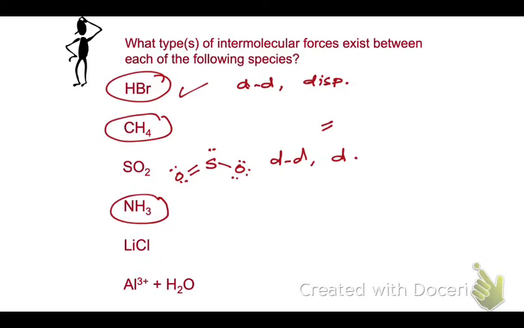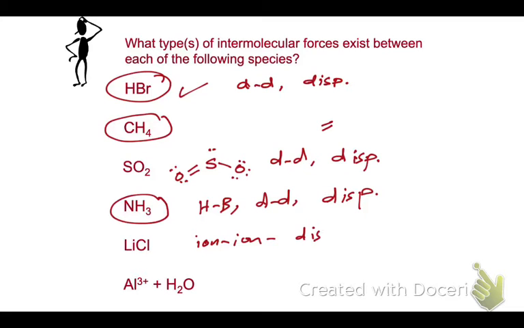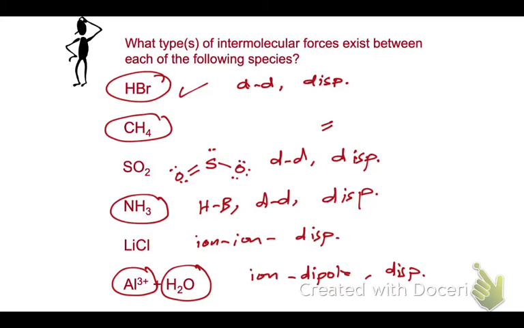This is a polar molecule, and it does have a hydrogen bonded to one of the three. So this one has hydrogen bonding, dipole-dipole, and dispersion forces. Lithium chloride, this is an ionic compound, so it has ion-ion and dispersion forces. This is a cation with a polar molecule, so this one has ion-dipole, dipole-dipole, and of course there is always dispersion forces anytime you have electrons.